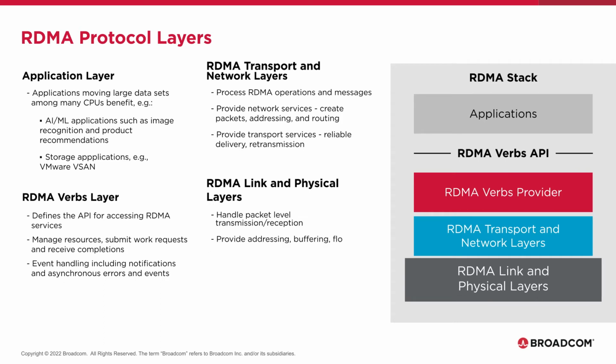Below the network layer are the RDMA link and physical layers. These layers are also implemented inside the NIC hardware. These layers handle packet level transmission and reception, provide link level addressing, flow control, and error detection. The physical layer also handles physical medium specific transmission and reception functionality.